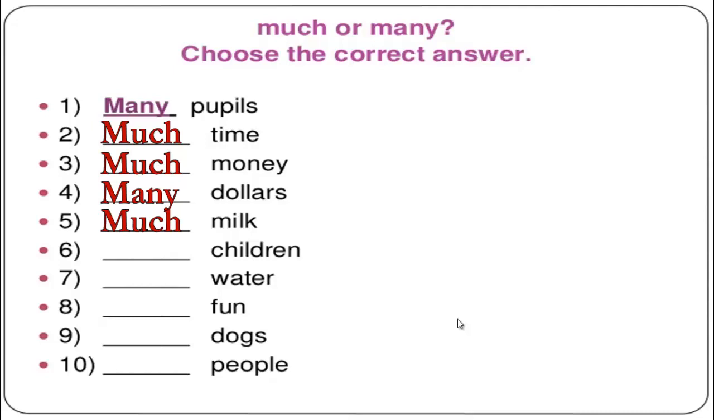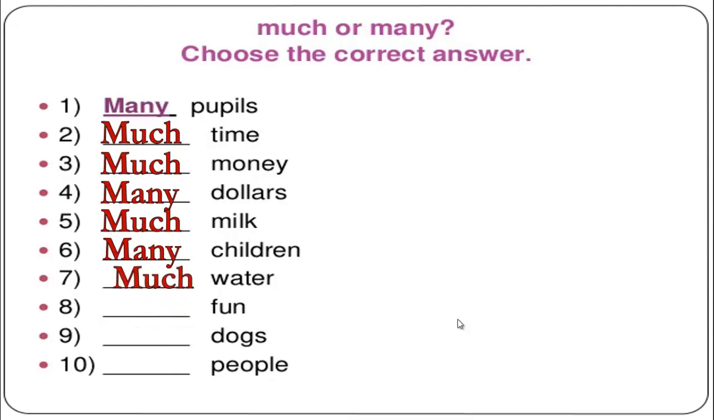Number 6, children. Excellent. Because children is a plural word and the singular is a child. So we are going to write what? Many. That's right. Number 7, water. Can we count water that we drink? No, we cannot. So it's going to be what? Much water.